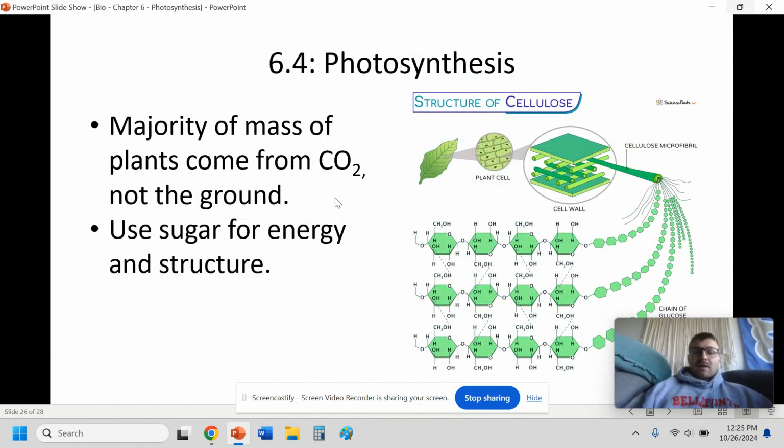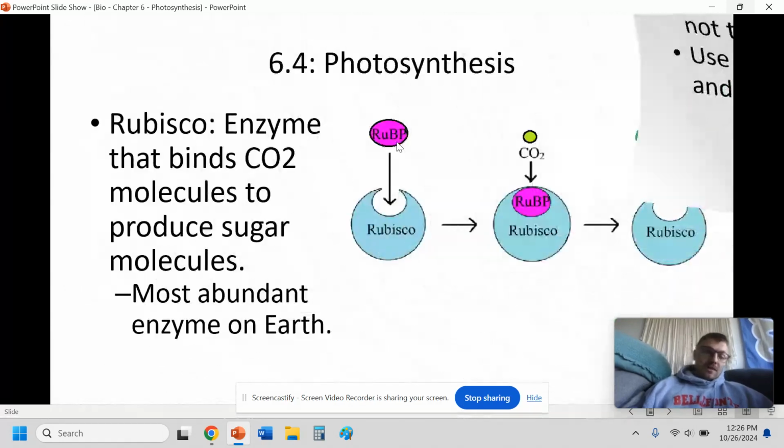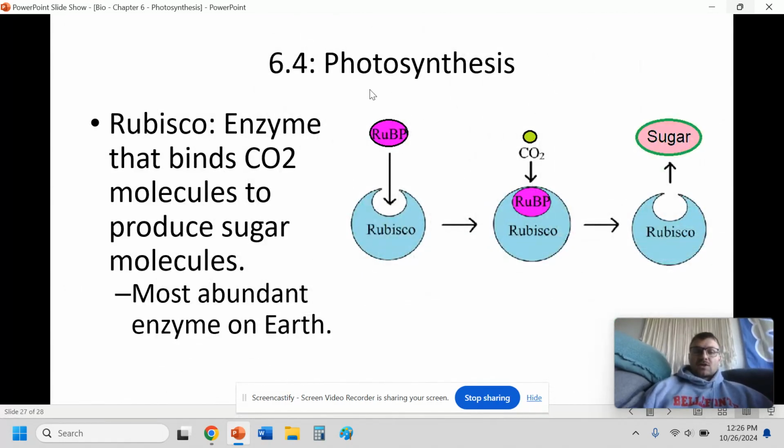A majority of the mass of a plant does come from the CO2, not the ground. A lot of people think that the ground supplies the plant with its mass, but it's actually the atmosphere. The atmosphere is where it takes in this CO2 and makes it into the sugar molecules that it's going to use for cellulose and the starches that we find in plants. But again, the plant uses CO2 for the carbon it's going to use to make all of those structures.